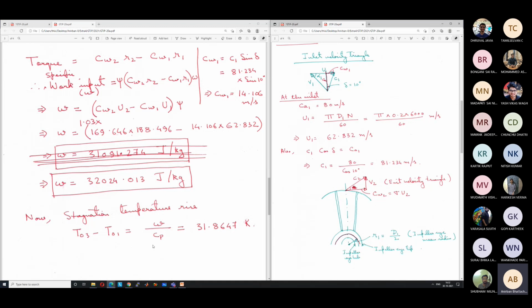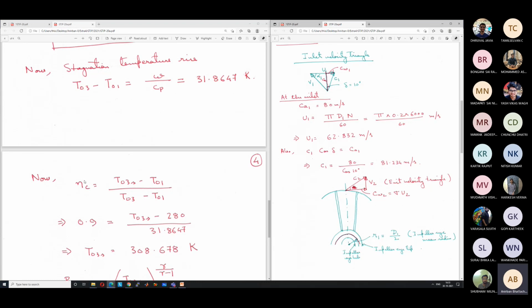32,024.013 divided by 1005. Cp is 1005 joule per kg Kelvin. So you get T03 minus T01 equal to 31.8647 Kelvin. This is the stagnation temperature rise. Again, this value is less because we have assumed a very small rotational speed. Otherwise, this would have been 150 or something like that.